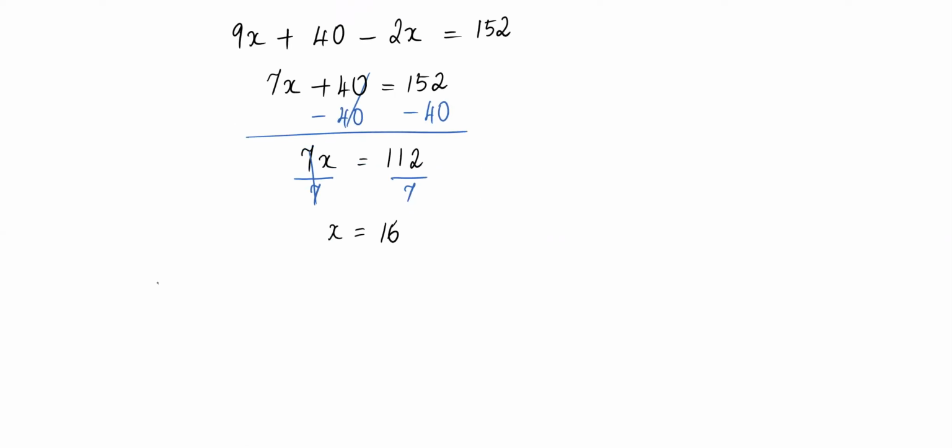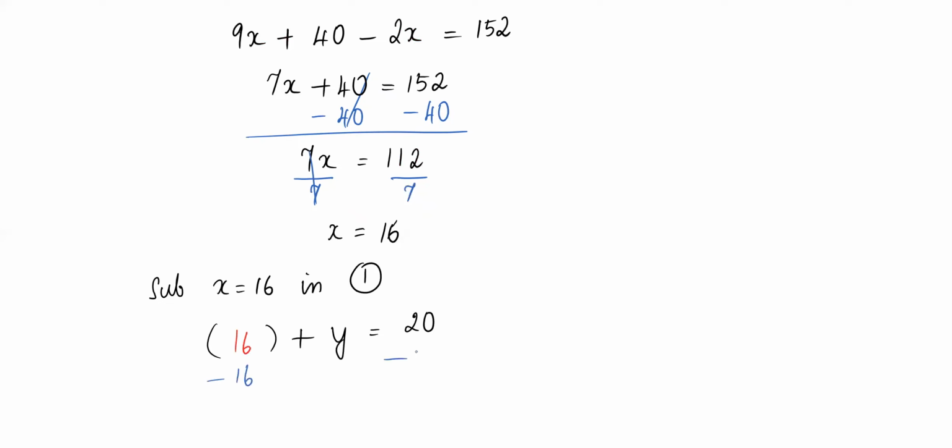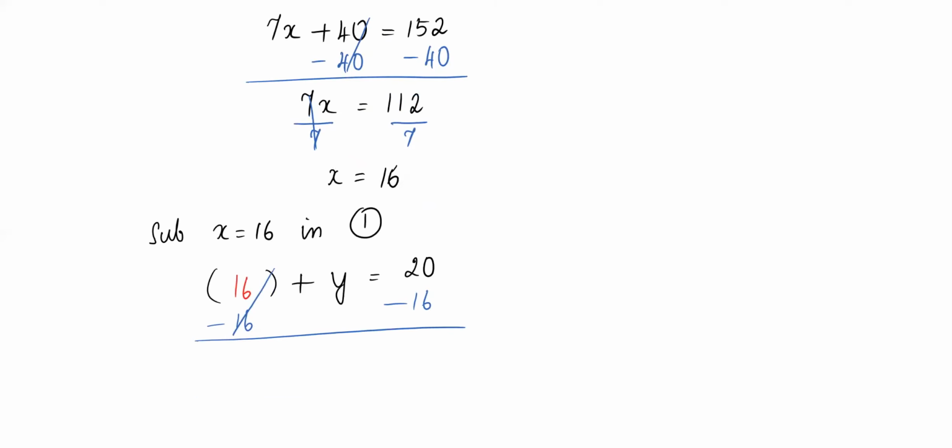Okay, now substitute x equals 16 in equation 1. So x plus y equals 20. Let's add up to 20 pounds. 16. Subtract 16 on both sides. Again, at this point, it's pretty intuitive, isn't it? Because the total is 20 pounds, so you know your y must be 4 to add up to 20.